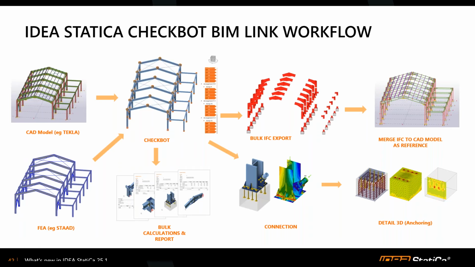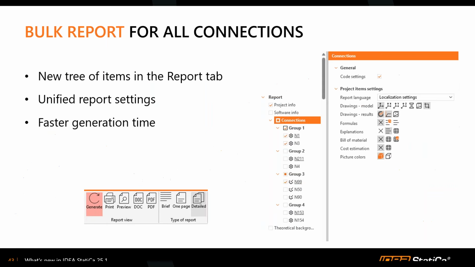Another couple of improvements in version 25.1 that I wanted to share is that there is a new setting for bulk reports for all connections, where in the report tab, there is now a new tree list for connections in the project. These are now unified report settings, and with these settings, generation time is much quicker than before. It actually doubles the quickness.